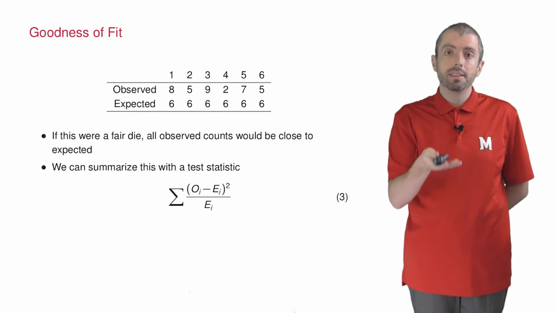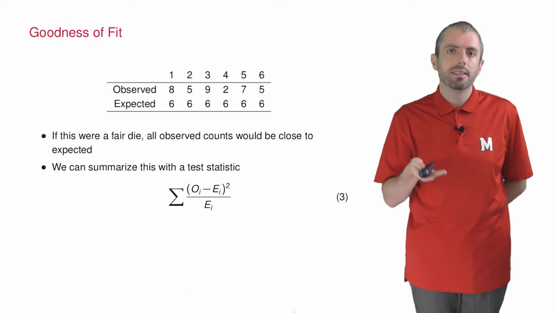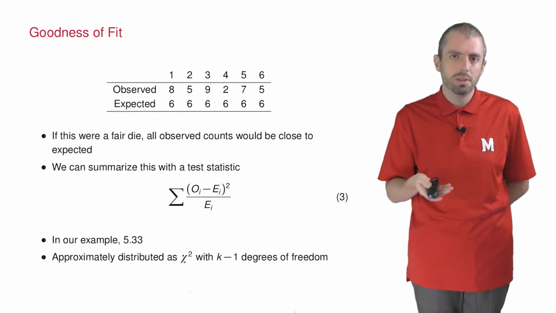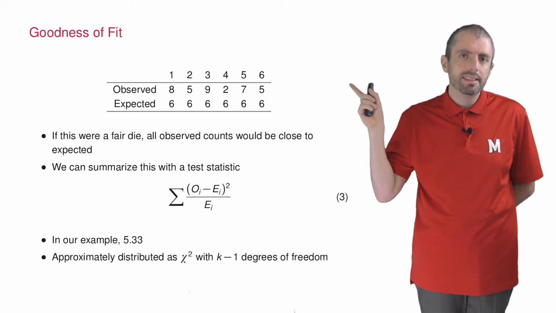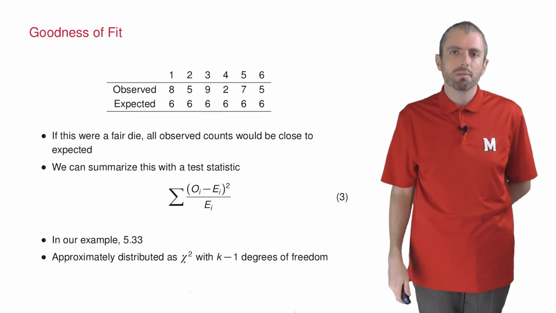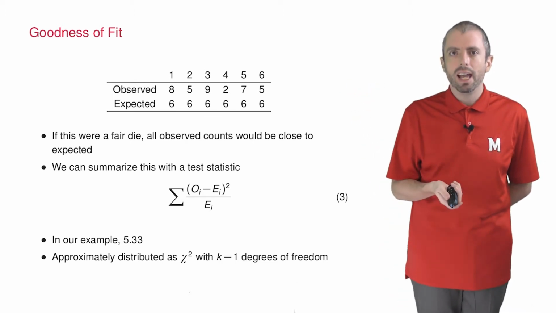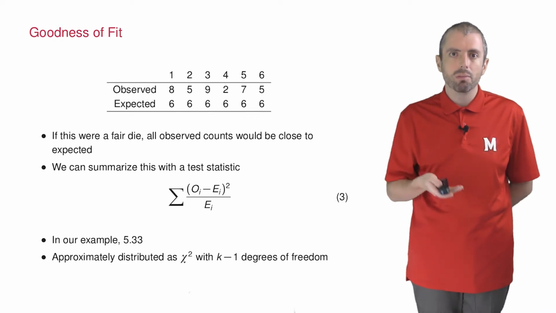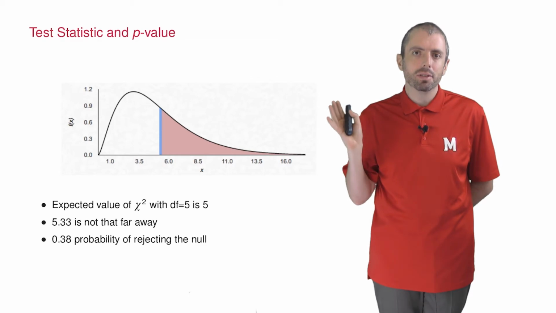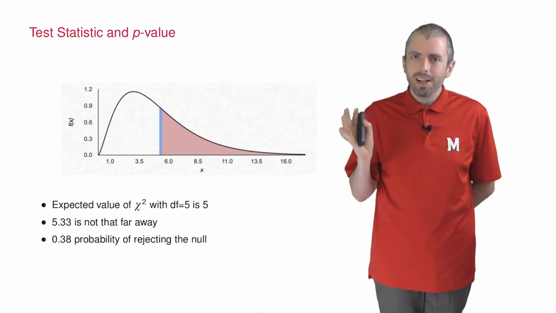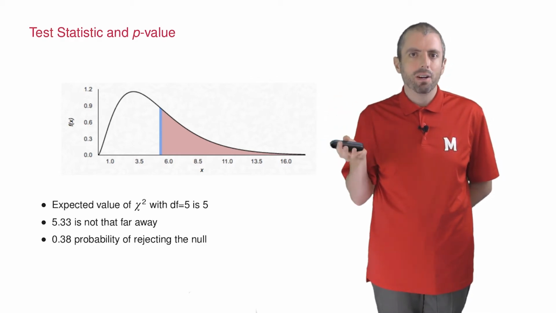Under the null hypothesis, this test statistic is distributed as a chi-squared distribution with k minus 1 degrees of freedom, where k is the dimension of the discrete distribution. So let's take a look at that distribution with 5 degrees of freedom. The expected value of the distribution is 5. So 5.33 is not that far away.